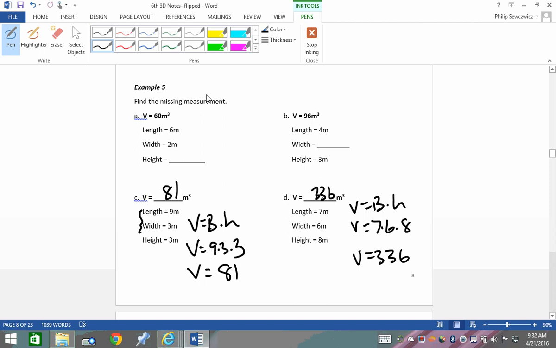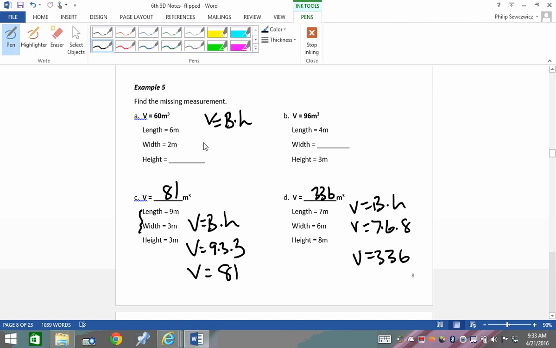Now, this is where we want to start finding missing measurements. So we don't want you going to autopilot and always going, yay, multiply, let's just multiply everything together. That's not going to work all the time. So we will rely on our formula. Volume is the area of the base times the height. What are you going to do to find the area of the base? You're going to multiply length times width.